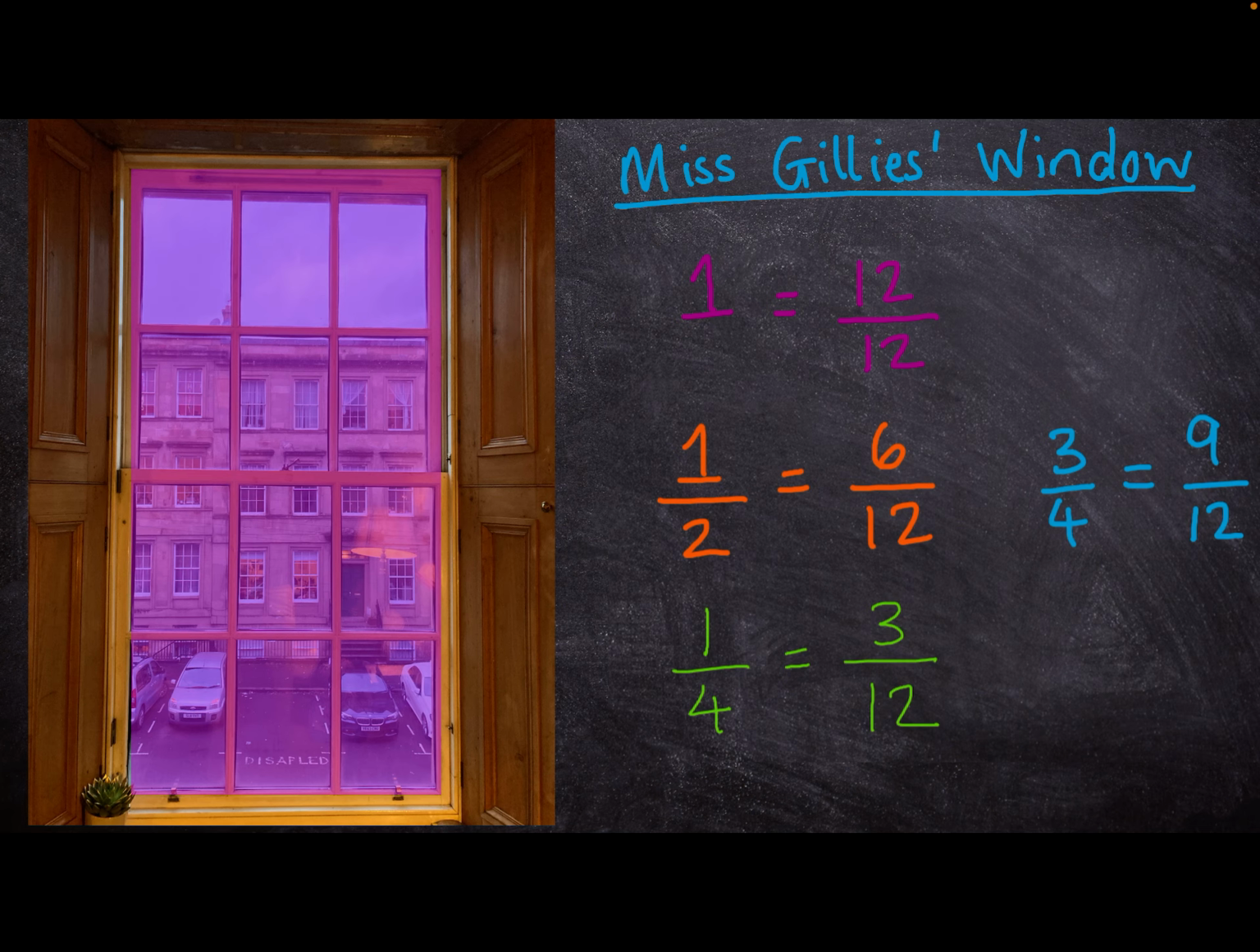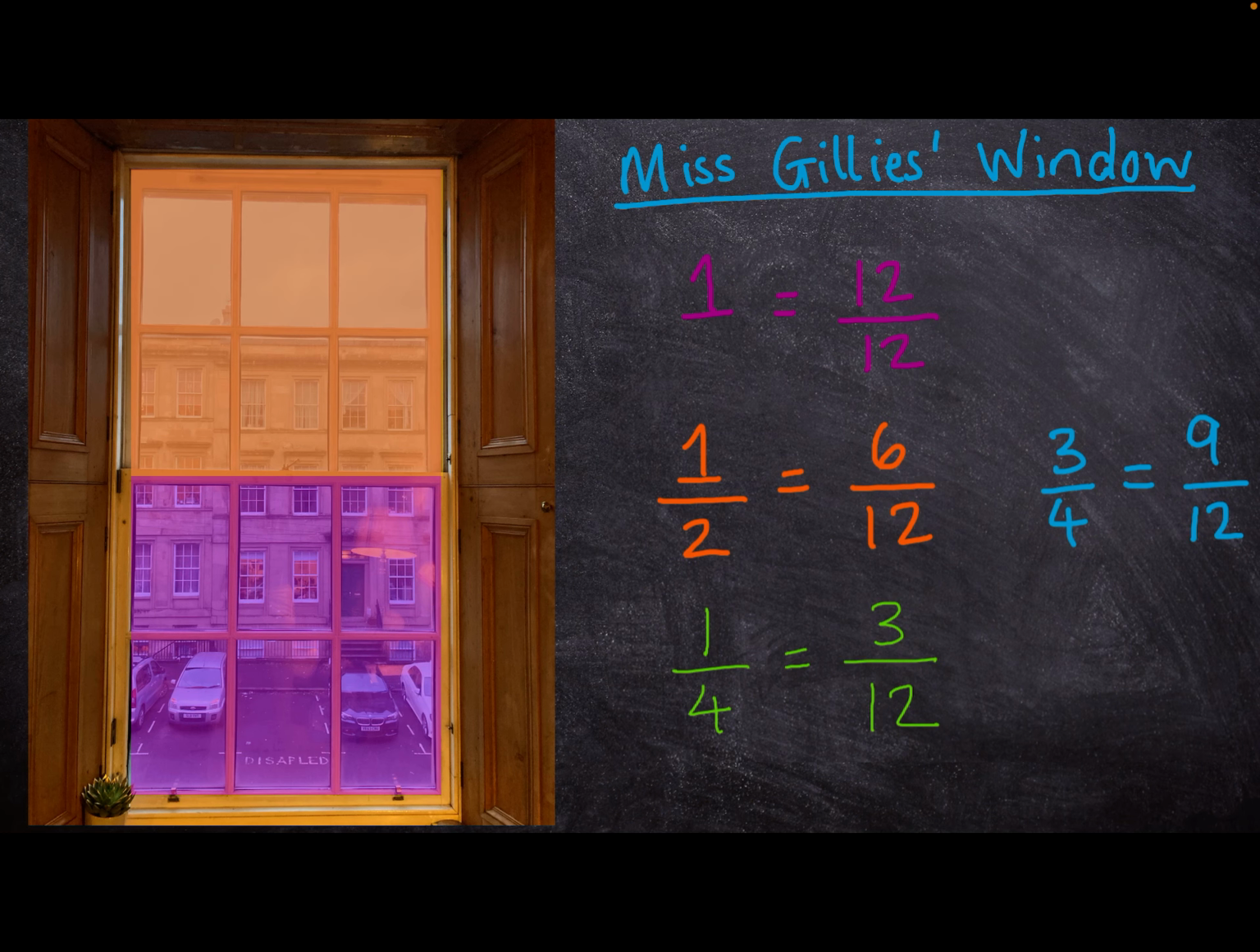So here's the whole window and I'm going to colour that pink. And as you can see, although that's one full shape, my whole window, it's split into 12 smaller rectangles. Can you see that? 1, 2, 3, 4, 5, 6, 7, 8, 9, 10, 11, 12. Okay, so one whole, my whole window, is actually equal to 12 out of the 12 rectangles because all of them are included.